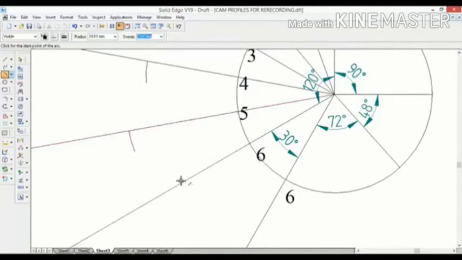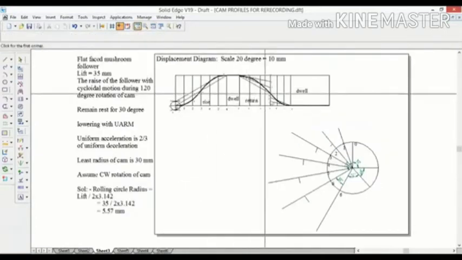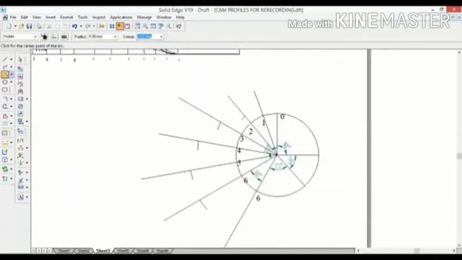And finally 6. Measure from 6 to 6 dash. So what we obtain is this much. So this place is 1 dash, and this is 2 dash, 3 dash, 4 dash, 5 dash, 6 dash.